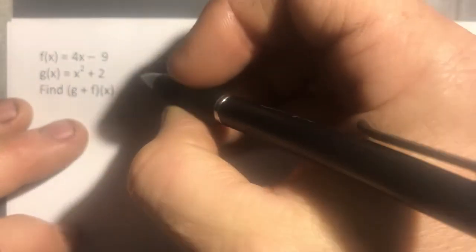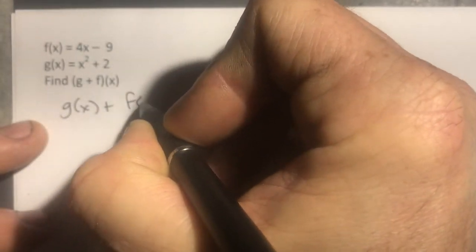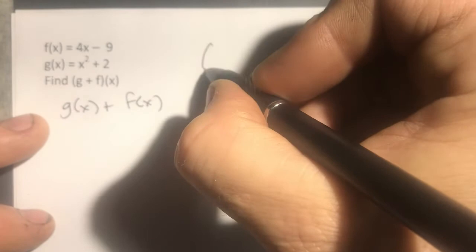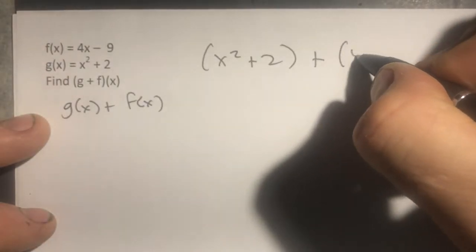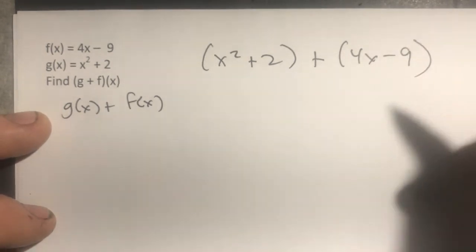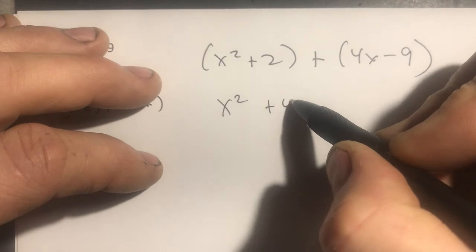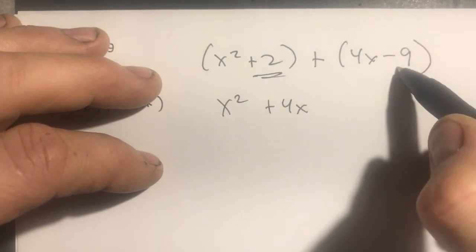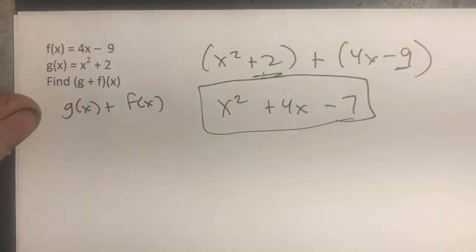All right, so this is going to be g of x plus f of x. So here's g of x right there, plus f of x is this one. So we just add our like terms. So x squared's first, and then my x term would be plus 4x, and then these are like terms, so 2 plus negative 9 would be negative 7.